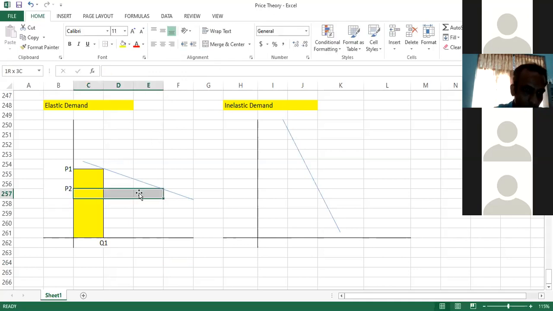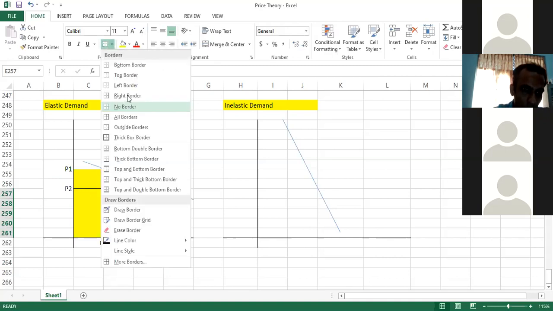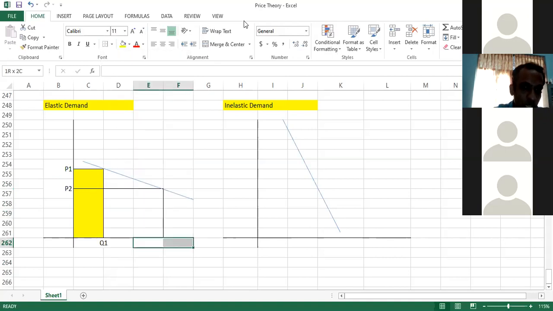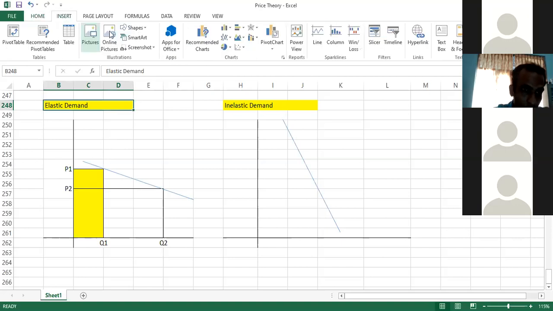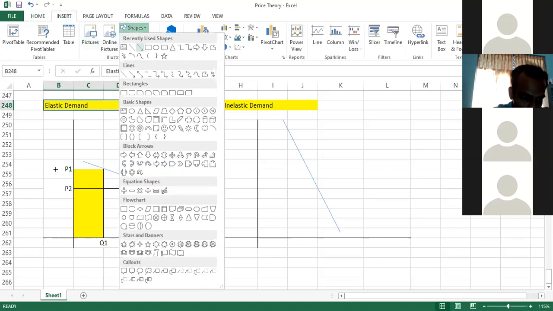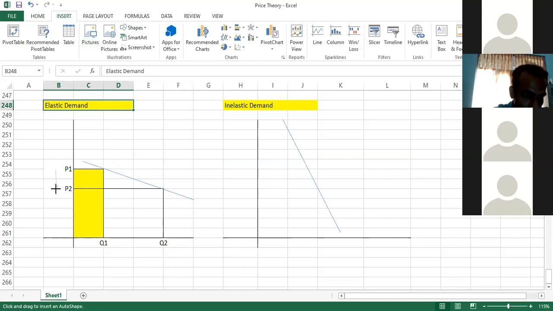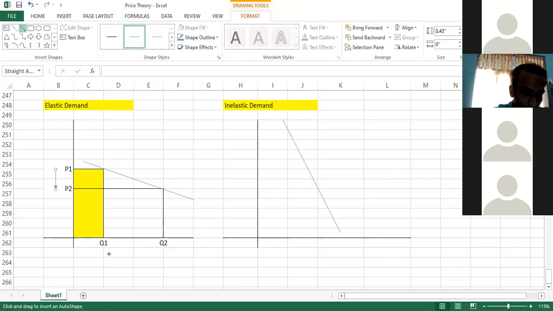So if they decrease the price, we can see what will happen. If the price of this product decreases, we can see there will be a huge increase in the quantity. Why? Since the demand is elastic, when price decreases by a certain percentage, the quantity demanded will change by a large percentage. So that is the meaning of elastic demand, right?